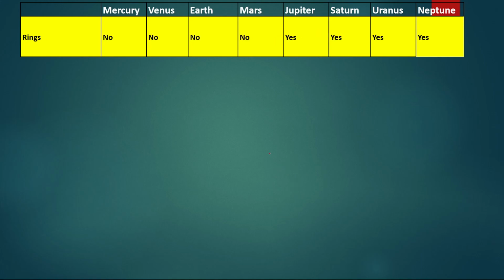Now rings. You will see that with some of the planets there is a ring around the planet. So you will find a ring around Jupiter, Saturn, Uranus, and Neptune.